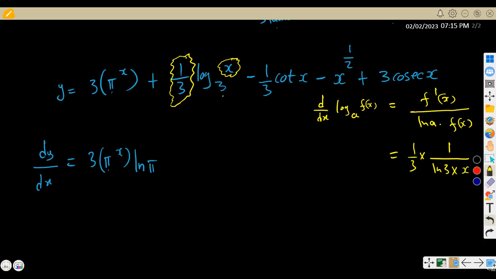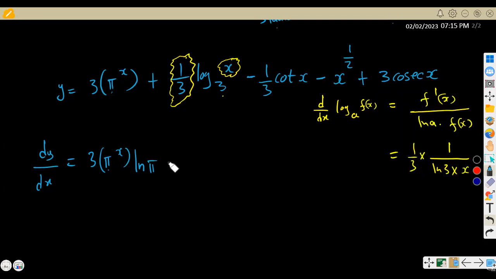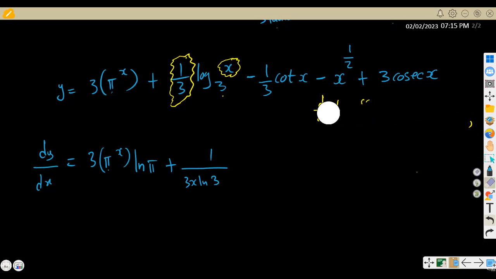Okay, so if you are to combine everything in this case, it is going to be plus 1 times 1 here, which is 1 over 3 times ln 3 times x, which can be written as 3x ln of 3, like that. So this is what you're going to have as our final answer from this part that we had. Okay, let's see the other part.